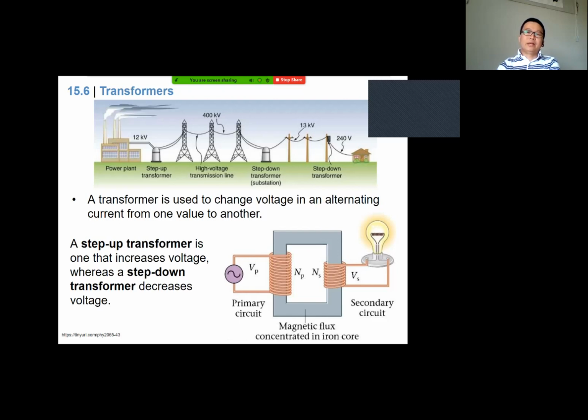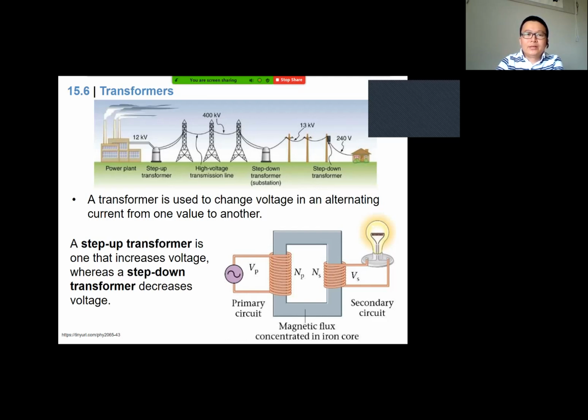The household is consuming 240 volts. Okay, so you have different voltages. This is achieved by using transformers in between. Usually, when power is delivered over a larger distance, higher voltage is utilized to minimize the dissipation of energy. Okay, so first, from the power plant, the voltage is stepped up to a higher voltage.